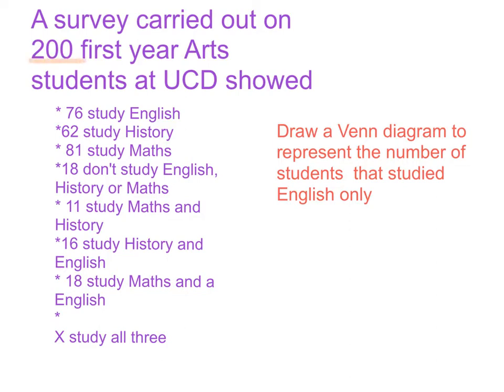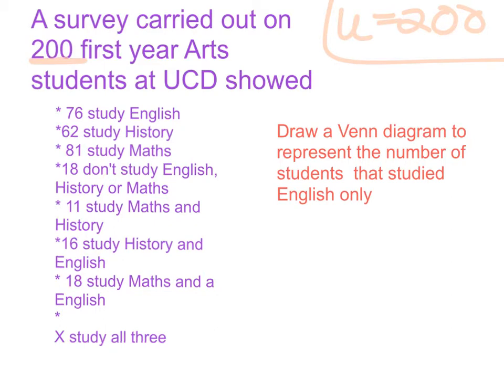So first of all, there are 200 students, which means our universe is equal to 200. We're also told some other piece of information. 76 study English, 62 study history, 81 study maths, 18 don't study English, history or maths, 11 study maths and history, 16 study history and English, 18 study maths and English, and X study all three.